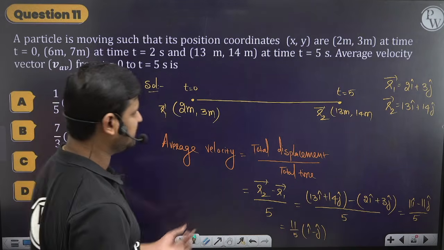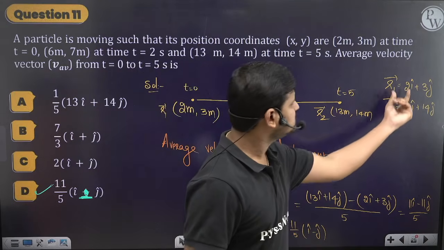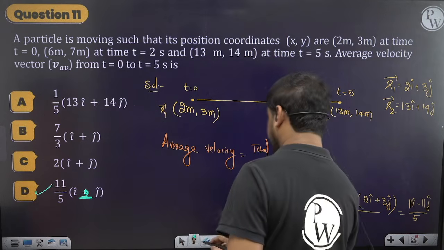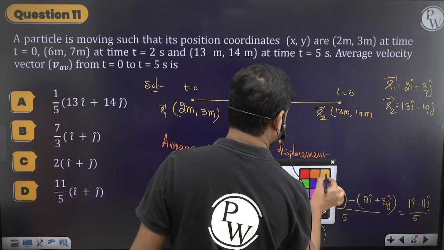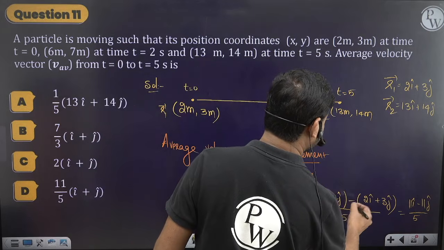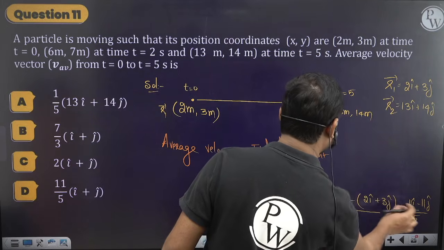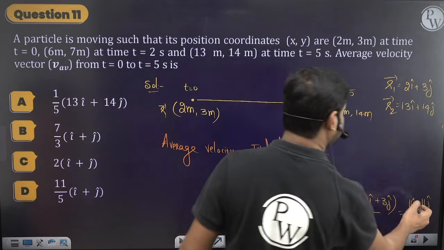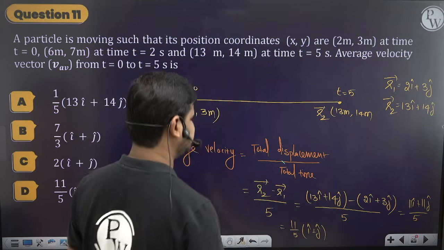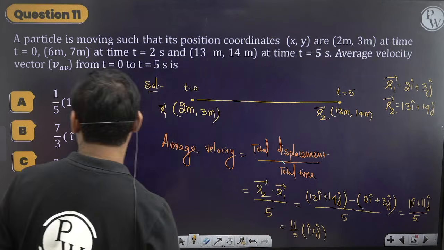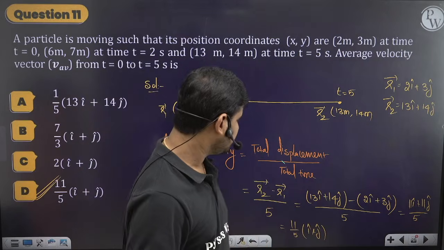What's the total displacement? 13 minus 2. Sorry, this is plus only, my bad. Sorry guys. This minus this one, so it's going to be plus only. 13 minus 2 is 11, 14 minus 3 is 11, divided by 5. So this is going to be i cap plus j cap only. So option D is the correct one. Clear? Understood, everyone?